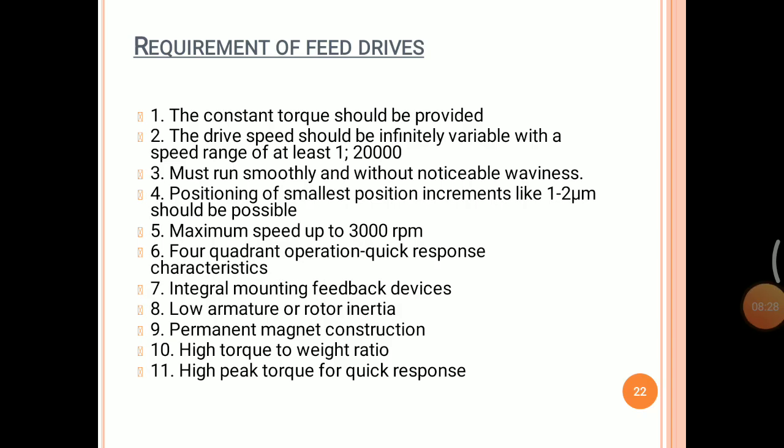Now we will discuss the requirements of feed drives. We have already discussed the function of the feed drive: to give motion to the slides according to the motion commands. The feed drive consists of a servo motor and mechanical transmission elements. So what are the requirements? Number one, constant torque should be provided. There should not be any loss of power.